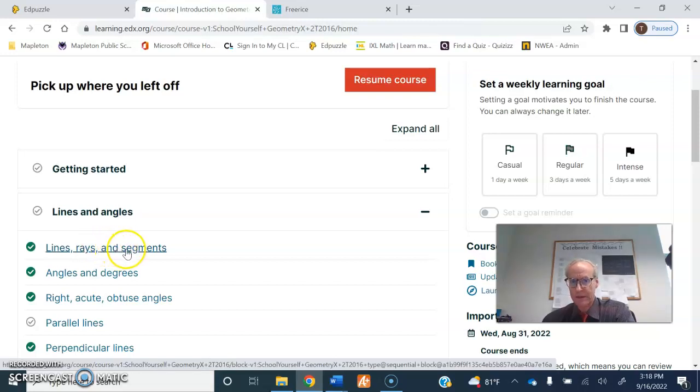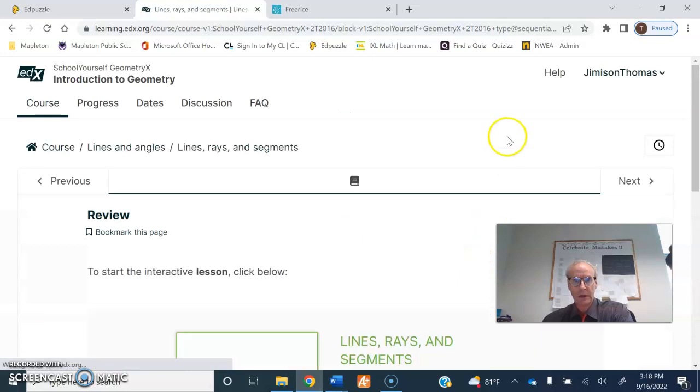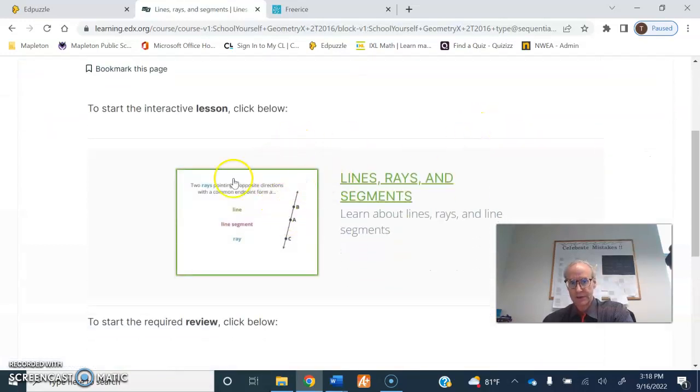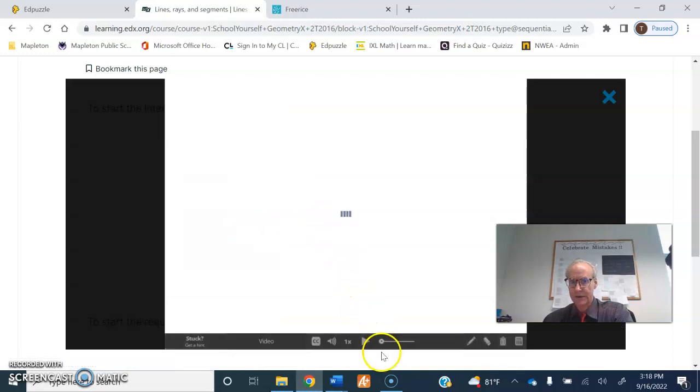And just to show you how simple it is, I'm going to show you the first lesson. This is lines, rays, and segments. Each part of this takes about 5 minutes, and you'll see this one takes about 5 minutes. Here we go. What you'll find is this is the interactive lesson. You click on this, and then you have to click the play button down at the bottom. Notice there's a play button here. Otherwise, it'll just sit there and wait forever.